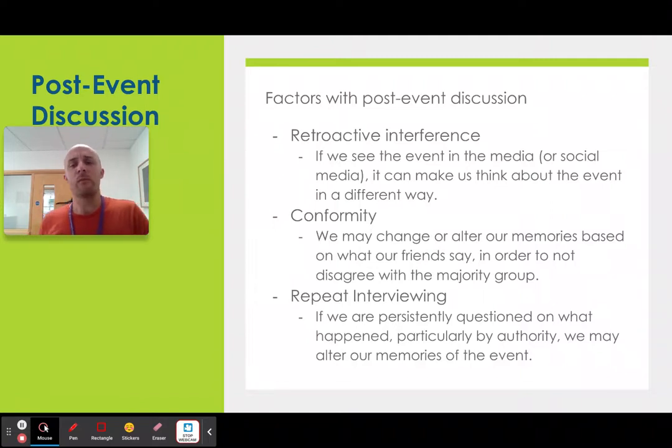So if we see the event in the media or social media, right? So I don't know, like even a big car crash, if we witness something and then we see it in the news later on, we experience retroactive interference. So this new information is affecting our old information. This new information is changing our old information, and that's retroactive interference. And this is particular with the media, by the way. So media often changes the way we think about things.